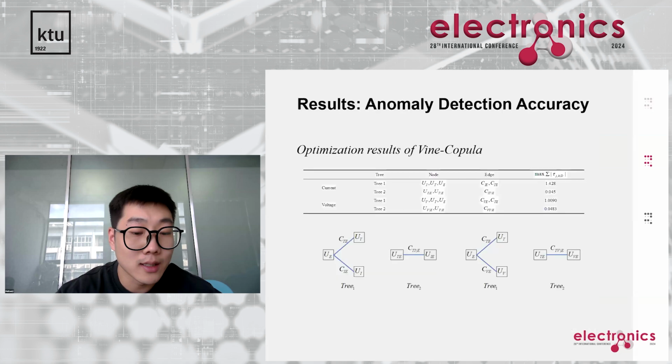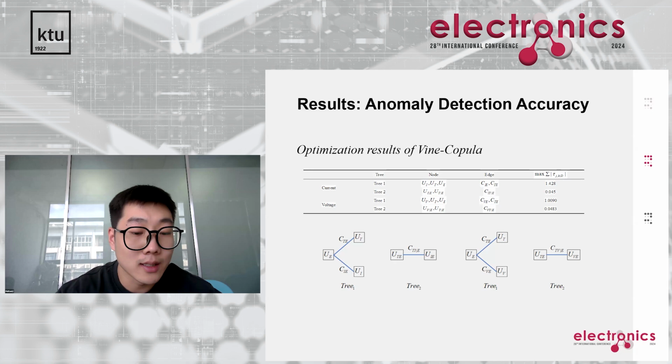In this table, we see how the relationships between current and the voltage were modeled using different tree structures. Tree 1 focuses on the strongest connections, and tree 2 refines these relationships further. Each edge in the Vine structure represents a specific copula function that captures the dependency between the variables. We used the Akaike information criterion to select the best copula function for each pair.